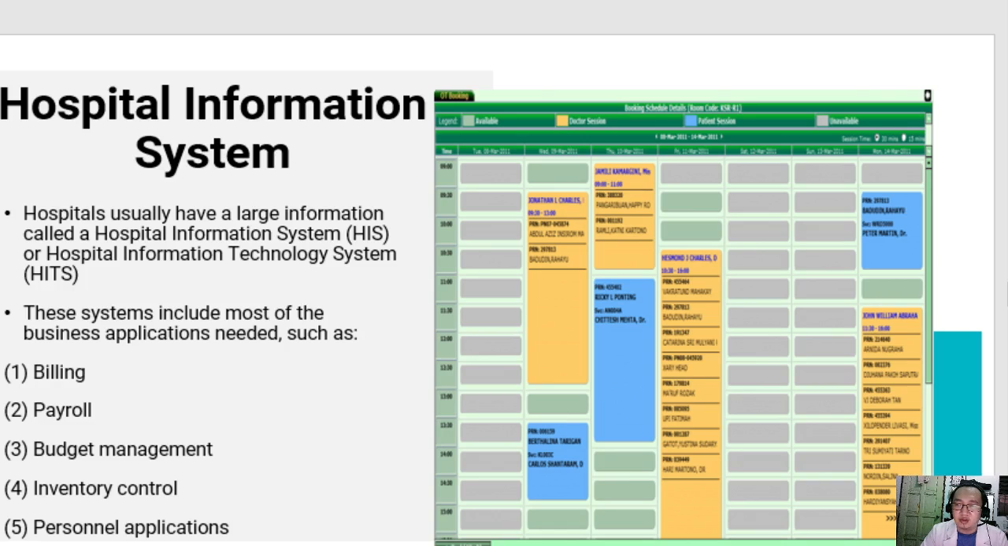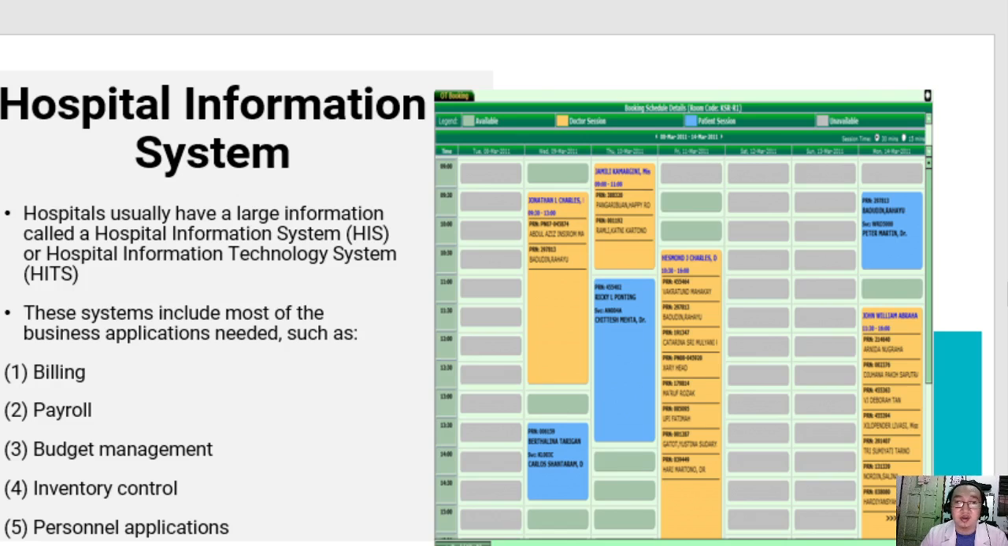Hospital information systems are usually used with large amounts of information. We know that hospitals and other business-related institutions have really large amounts of information to process. A hospital information system has different functions.